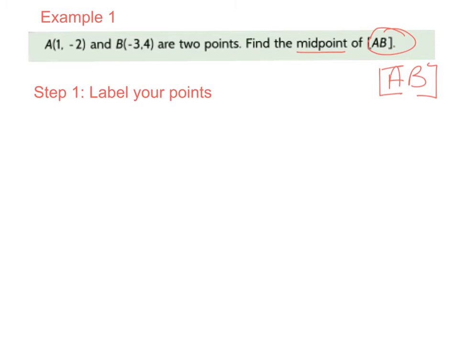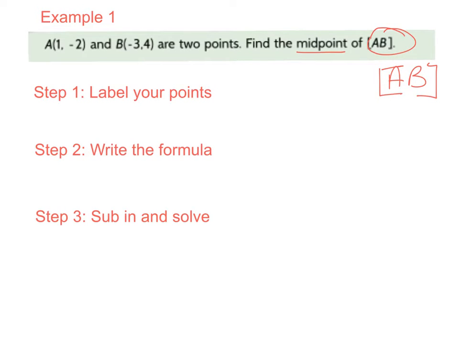Step 1, label your points. Step 2, write the formula. And step 3, sub in and solve. So again, they're the same steps as we've done with the distance formula. So I'm going to label my points first of all. My first point is A, which is 1 and -2. And my second point is B, which is -3 and 4. And I label as I've done before. This is my first x value, so x1, my first y value, y1, my second x value, and my second y value. So x1, y1, x2, y2.